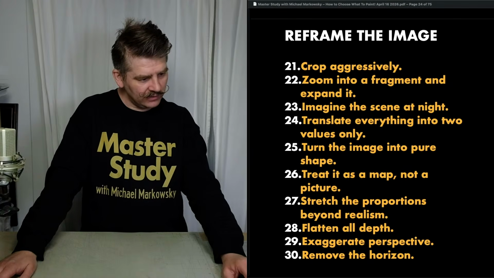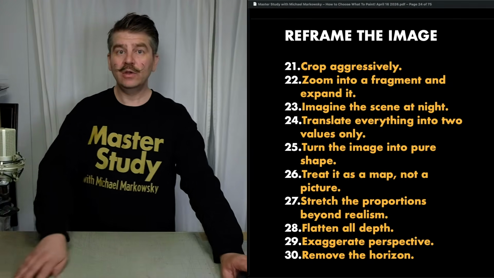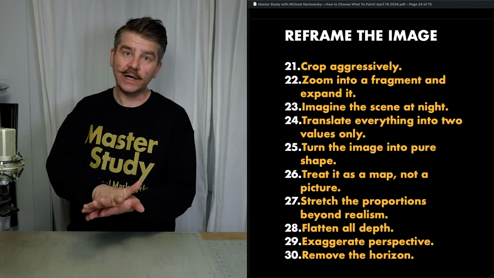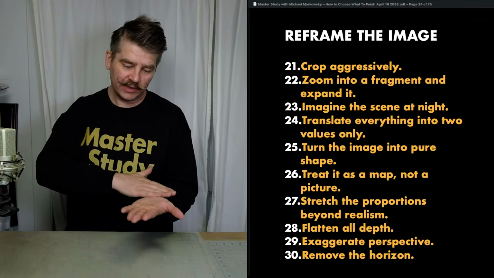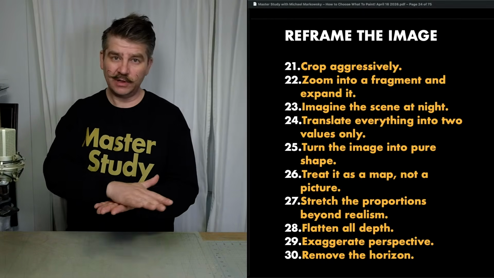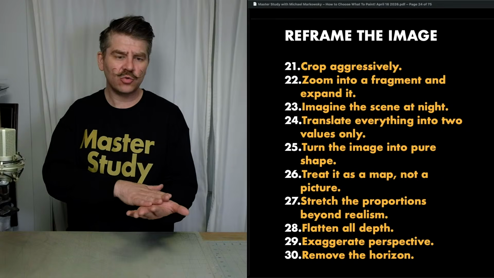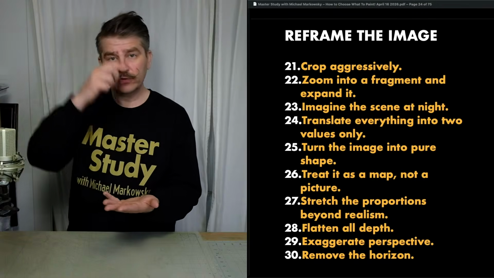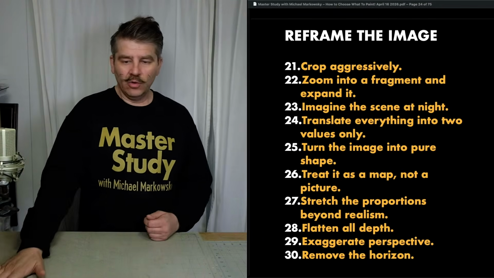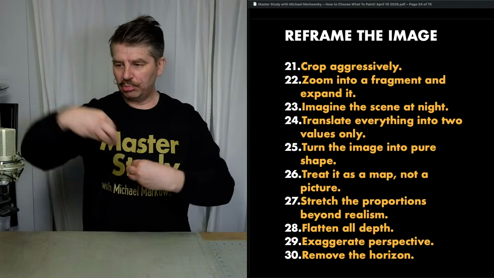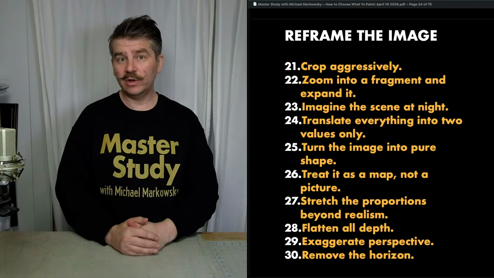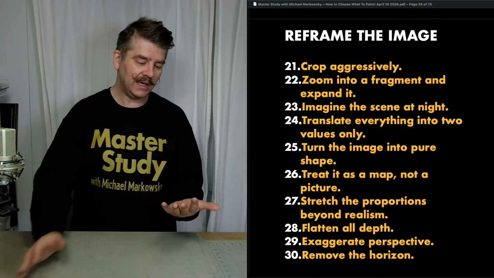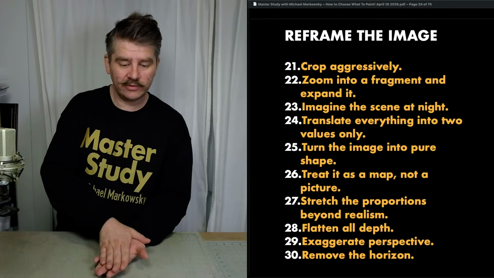Number 28 is flatten all depth. So take that three-dimensional image and flatten it right down, right? And then sometimes that transforms that image into something quite abstract and strange and weird. It becomes like a stamp or like a silhouette, right? And then once it's a silhouette, then we can start pulling it and twisting and doing all sorts of weird things to it, and maybe it no longer becomes a dog at all. Or how could we make an image of a dog that is totally flat?